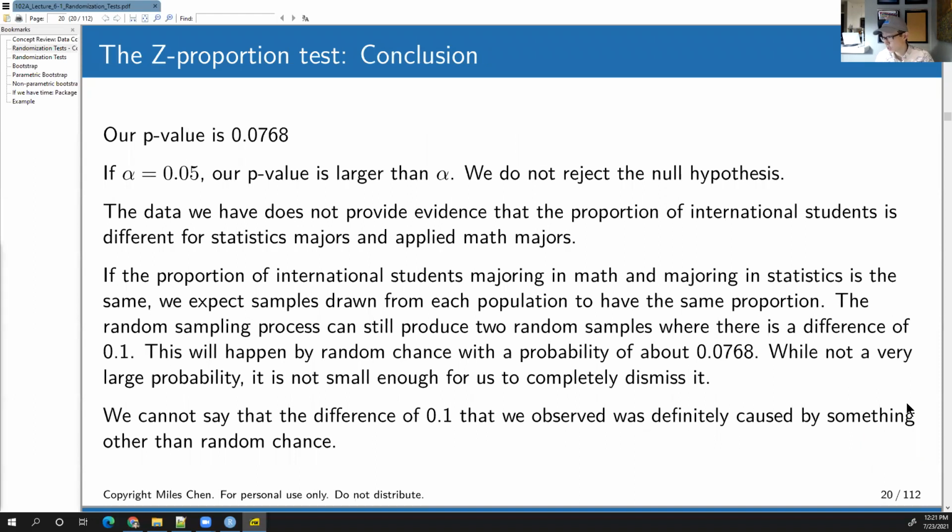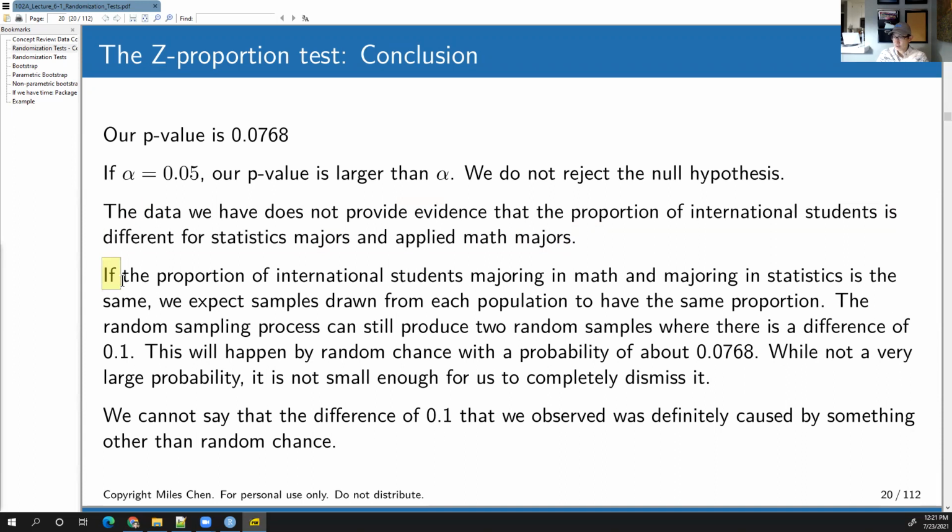And so our conclusion here is that our p-value is 0.0768. If we use an alpha, a significance level of 5%, our p-value ends up larger than alpha, and we are not going to reject the null hypothesis. And so what we say is that the data we have does not provide evidence that the proportion of international students is different for statistics majors and applied math majors, okay?